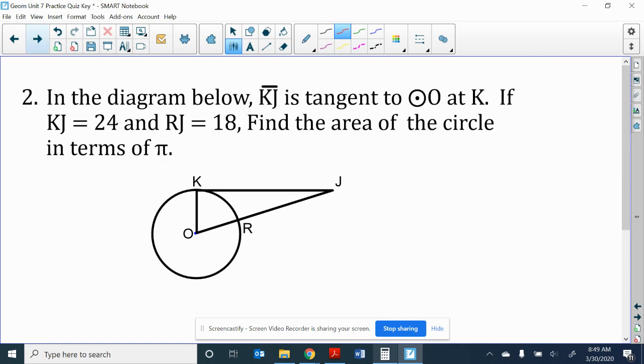Okay, next. The diagram below, KJ is tangent to the circle. KJ is 24. RJ is 18. Find the area of the circle in terms of pi.